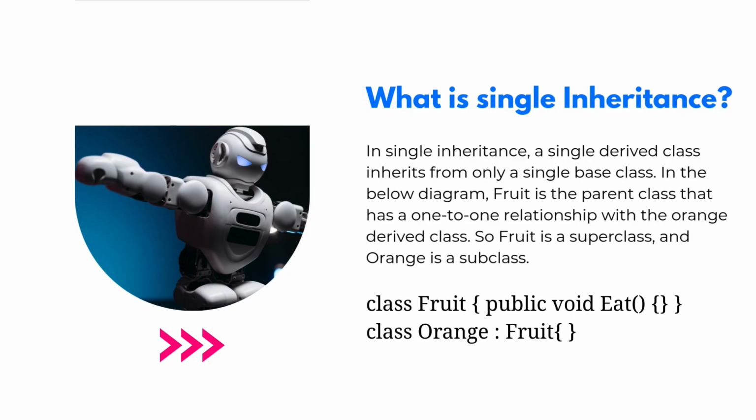What is single inheritance? In single inheritance, a single derived class inherits from only a single base class. In the below diagram, Fruit is the parent class that has a one-to-one relationship with the Orange derived class. So Fruit is a superclass, and Orange is a subclass.